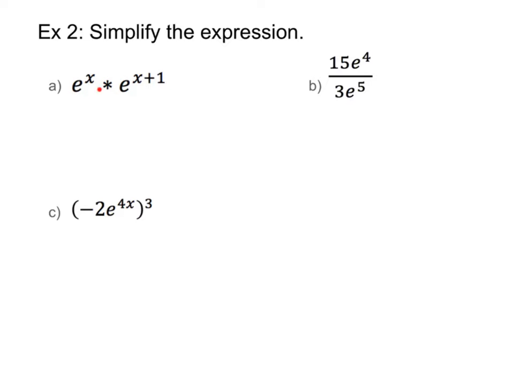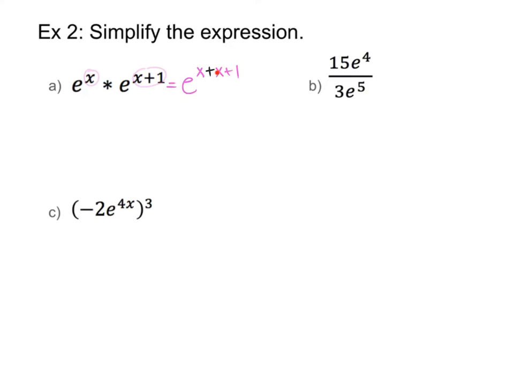So in this first one, you are multiplying. This asterisk here implies multiplication. So if they both have the same base, you can add the exponent. So I'm going to take this x and add it with this x plus 1. So what that's going to look like is e to the x plus 1, right? So when I add these two, I'm just combining like terms.